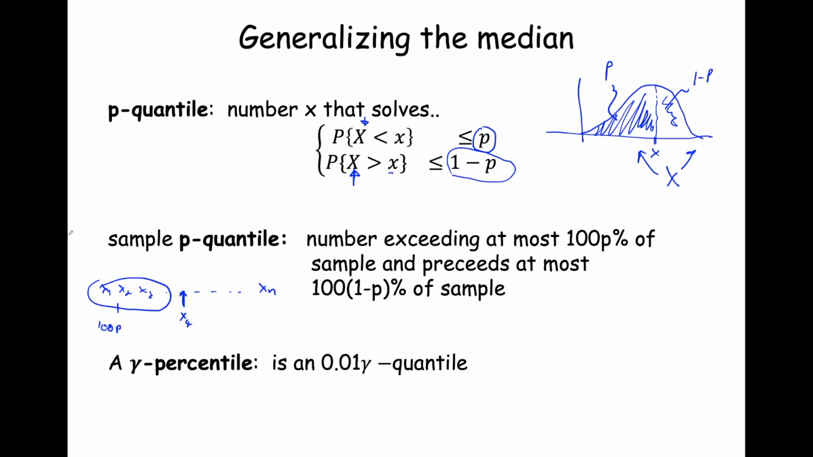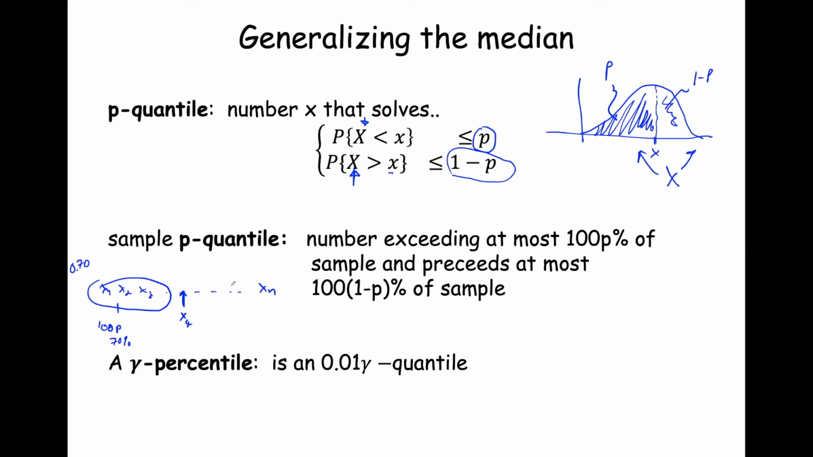And so if p were, for example, 0.7, that would be 100 times 0.7 or 70%. And that particular value, in the case where p is 0.7, would exceed no more than 70% of all of the observations, all of the samples.